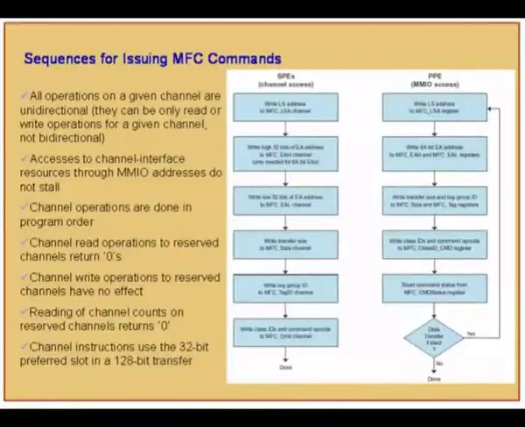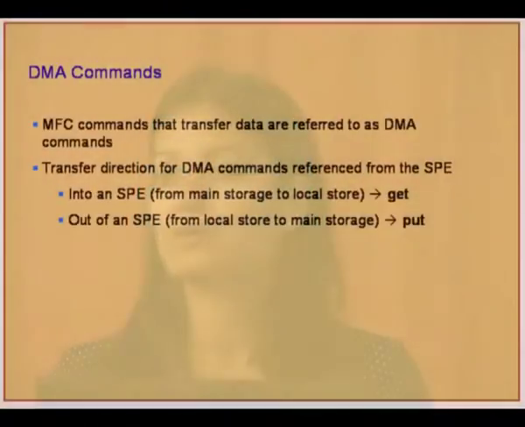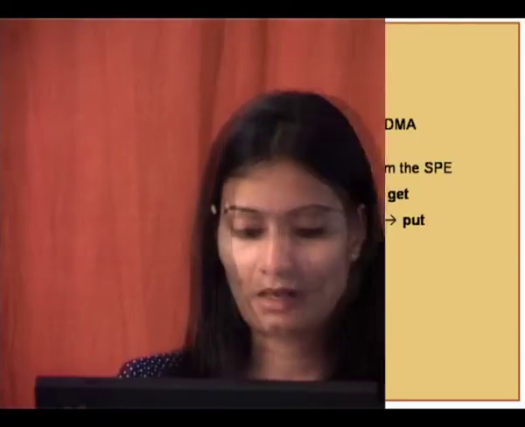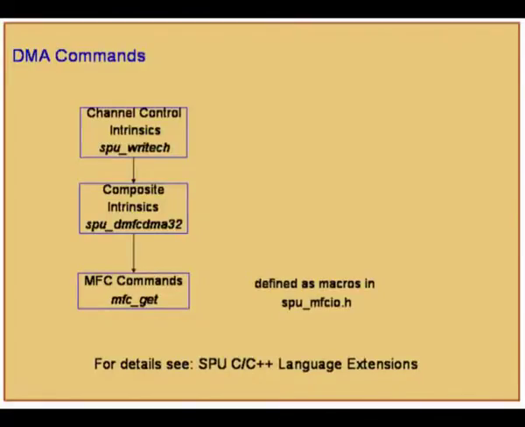And this is some detail for your reference. All operations on any given channel are strictly unidirectional. They're basically just message passing interfaces. They're always done in program order, and you can always query the status of a channel instruction by doing reads and writes. Again, whenever we're talking about any DMA requests, mailbox communication or synchronization commands, the reference point is always the SPE. So when we say get, it's into the SPE, and put is out of the SPE. The internal instruction for a DMA command is spu_write_channel. Basically, it's a channel instruction.